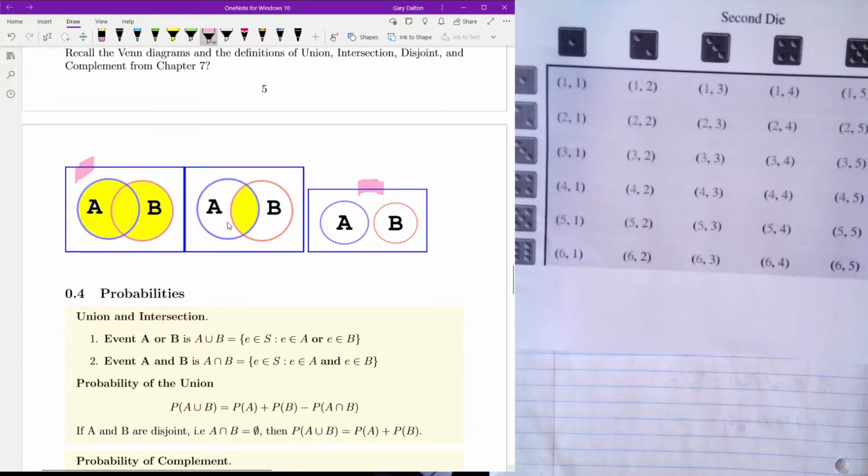The language for a union is or. So when you see a word problem, it has or in it, it's talking about a union. If it has and in it, it's talking about an intersection.